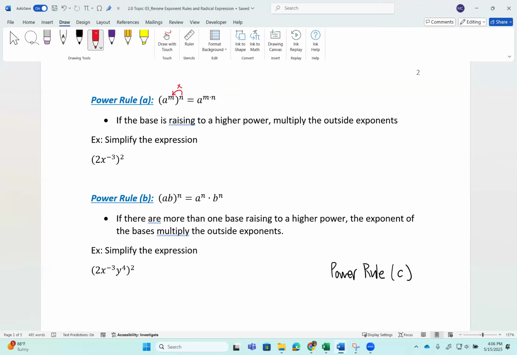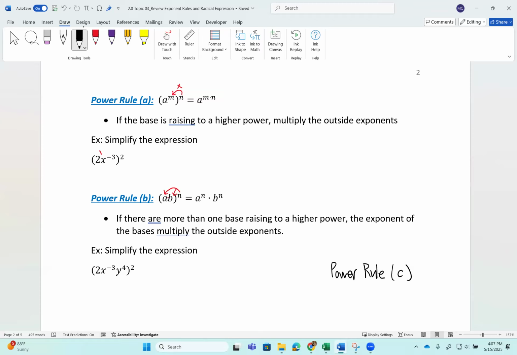So now if you look at power rule B, I have two different bases inside the parenthesis, a times b. The outer exponent will multiply all the exponents that are inside the parenthesis. So that's how we get a to the n power times b to the n power. In this example, this base 2 is to the first power, x to the -3 power. So it's almost like I'm bringing them to the outside of the parenthesis first, but multiplying the exponents.